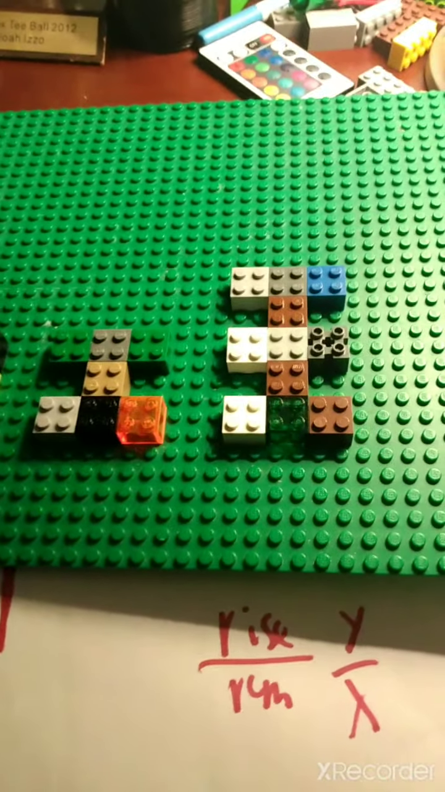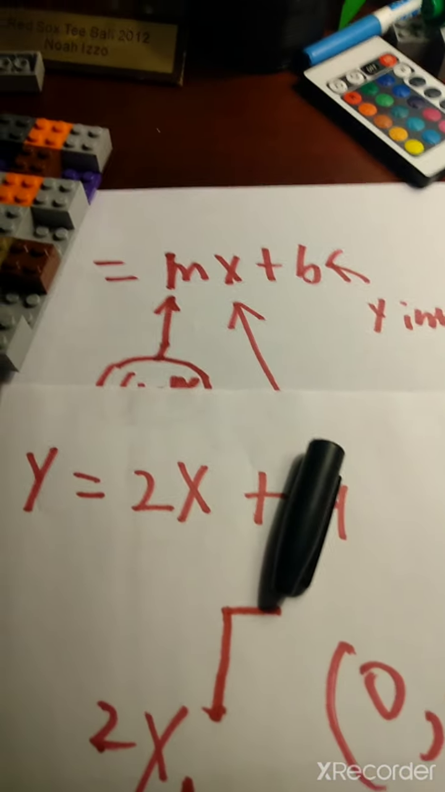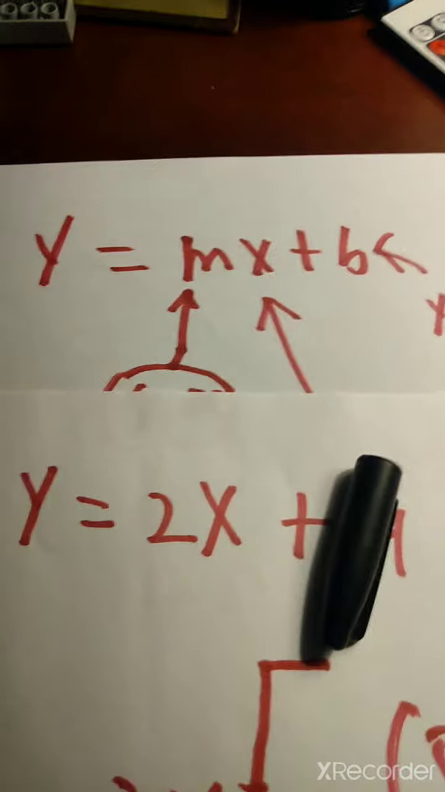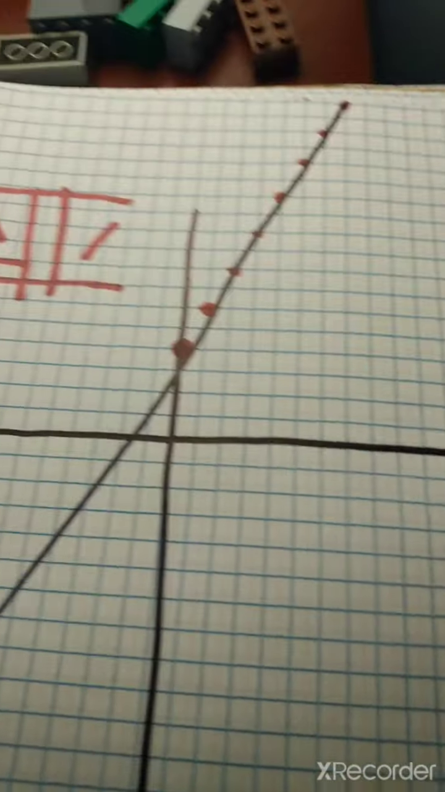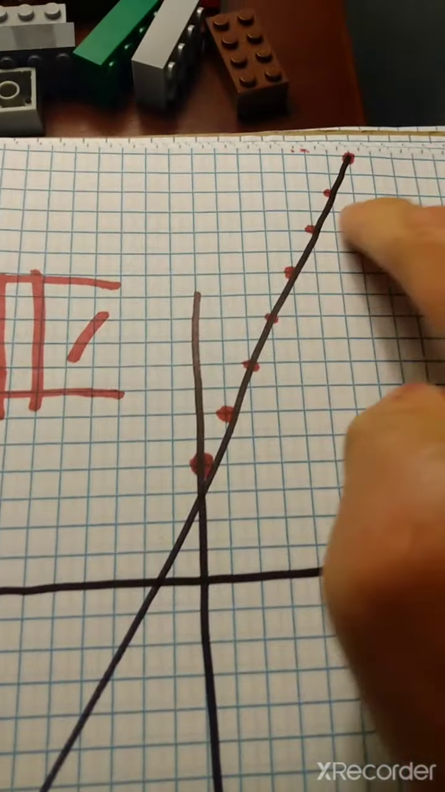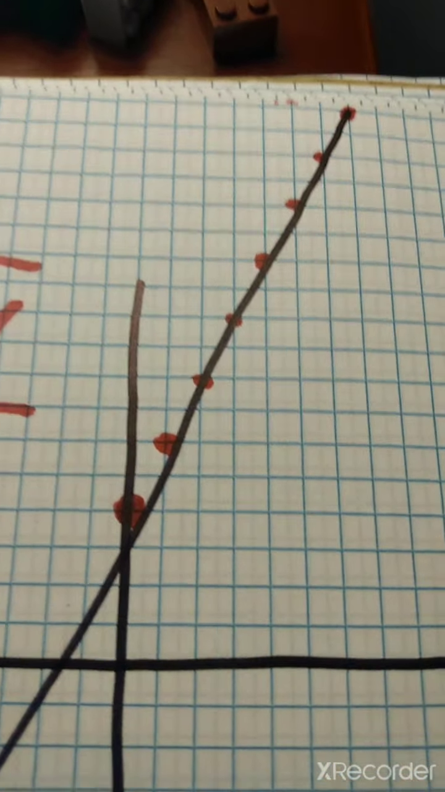In the past video, we were using Legos, but with the formula y equals mx plus b, we can find what the rule is or what the slope is without using the visual. This is what the line is going to look like. So let's point out the plots.